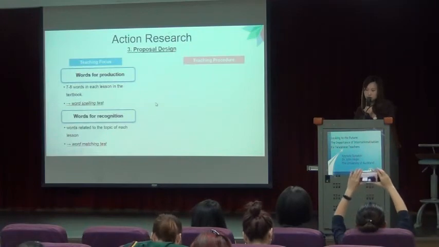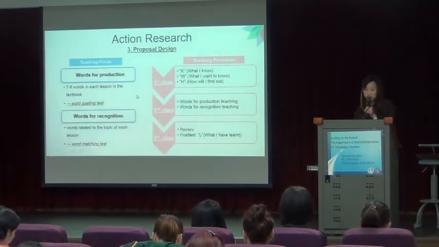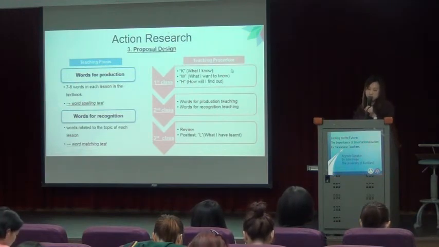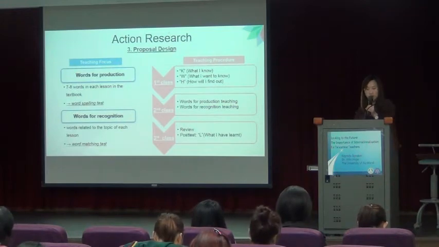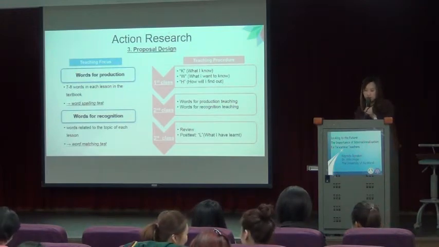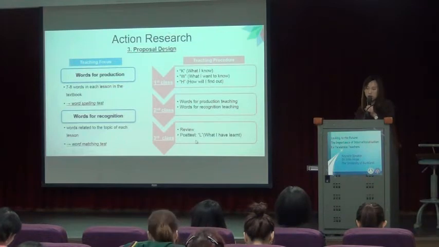And next one is the teaching procedure. So I would take 3 classes to finish the strategy. In the first class, students can show what they know about a topic and also write down some words they want to know, and also try to think about how they will find that. The second class is the teaching class, and the last class is going to review and also have the post-test to show how students learn the words.